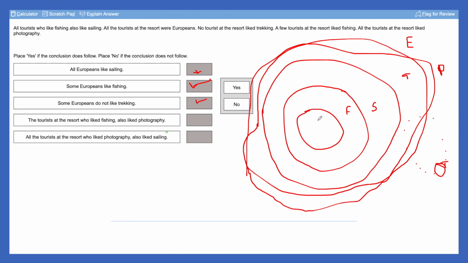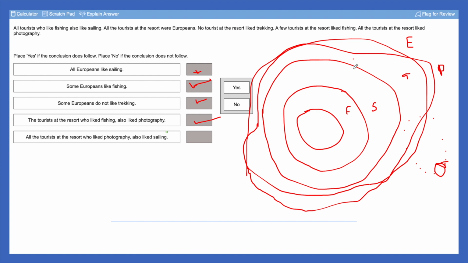The tourists at the resort who like fishing also like photography. Correct. The circle for fishing is inside photography. And all the tourists at the resort who like photography also like sailing. Right. So all the tourists at the resort who like photography also like sailing. That's not true, because only some of them would have liked sailing. The circle for photography is not as big. The circle for sailing is inside photography.